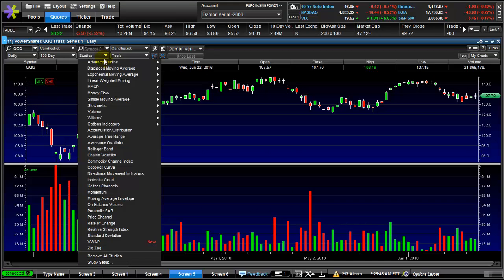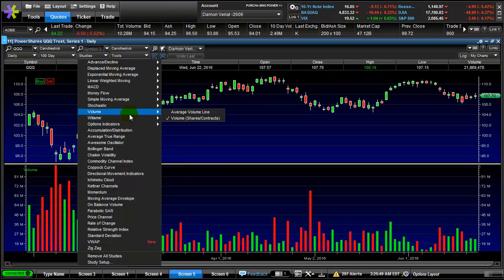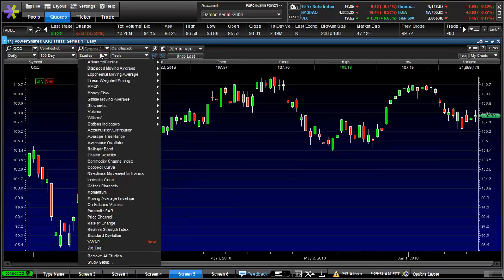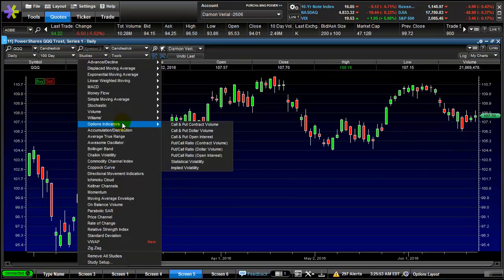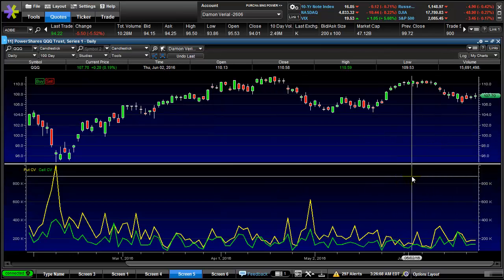What I'm going to do is I'm going to just pull up a chart. I'm going to remove volume because we don't care about that, and I'm going to add some things in here. First thing I'm going to add is the call and put contract volume. That's the number of call and put options out there. Now, if you recall, call option is bullish and a put option is bearish.